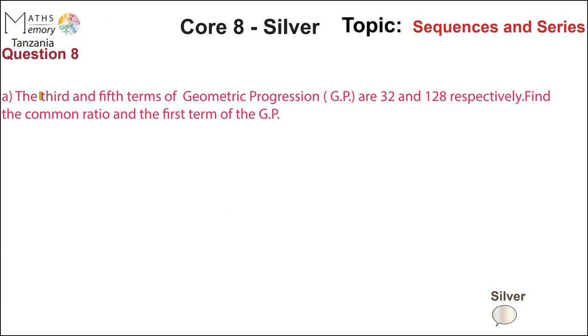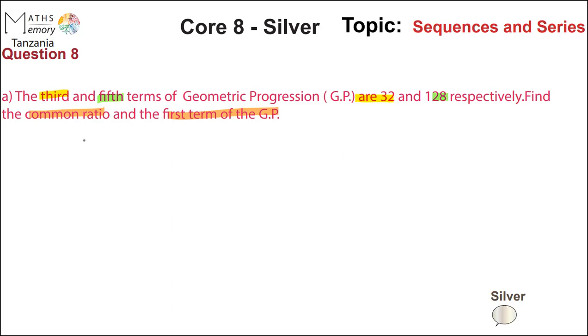So the 3rd and the 5th terms of a GP are 32 and 128 respectively. Let's color code these 2 things over here, 32 and 128. Find the common ratio, and find the first term of this GP as well. So basically it's finding R and G1.